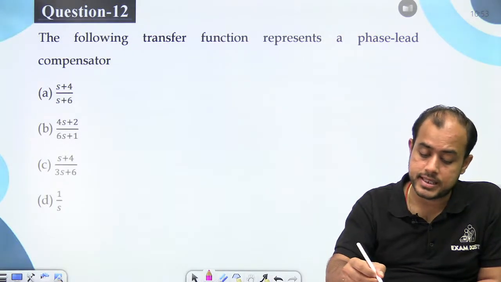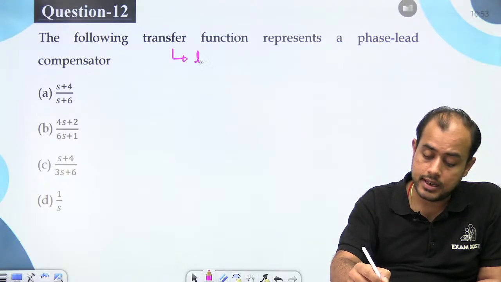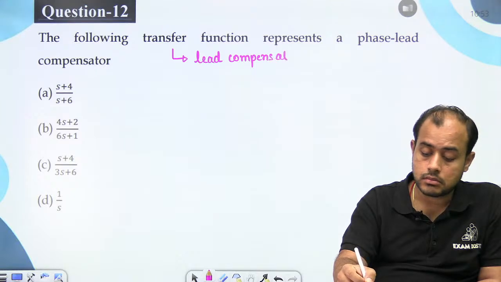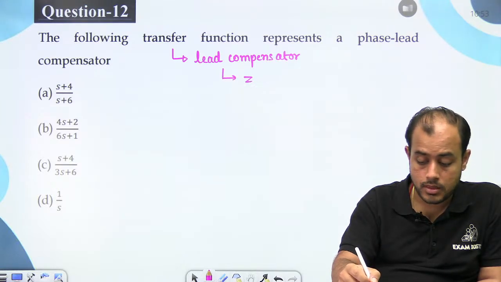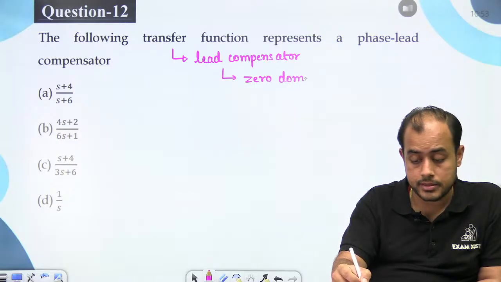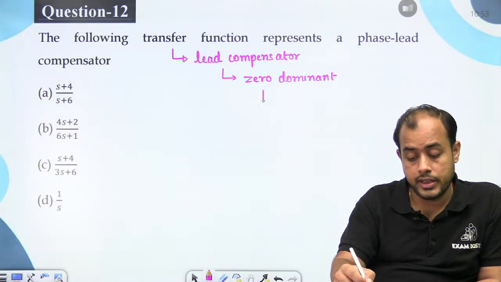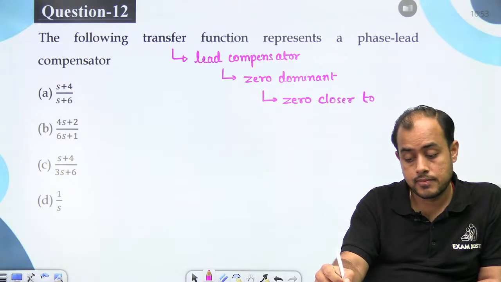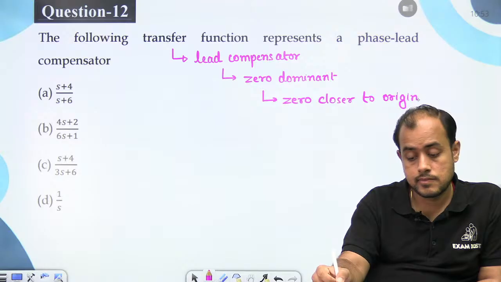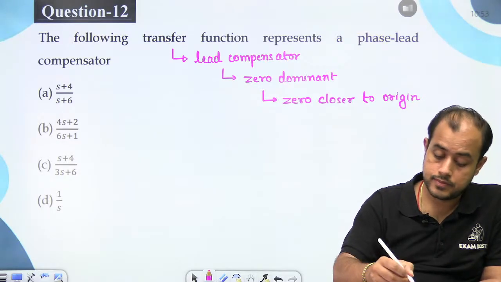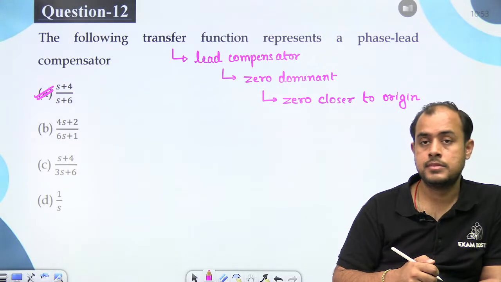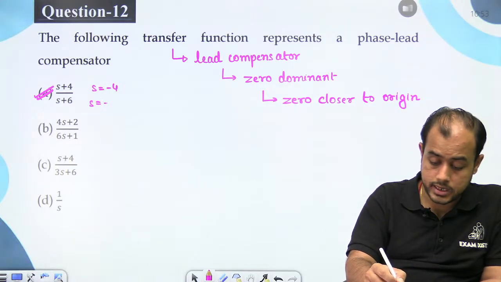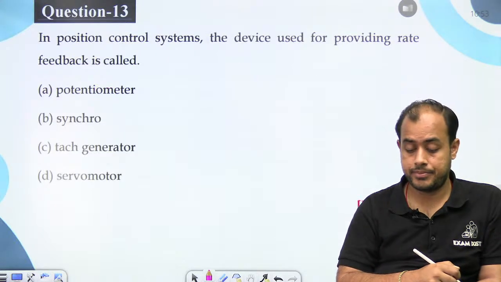Phase lead compensator, ESE 2012, lead compensator implies zero dominant, or we can say zero closer to origin. So A. Okay, A. Zero is at -4, pole is at -6. So answer will be A.